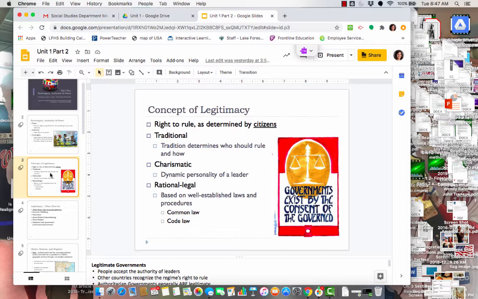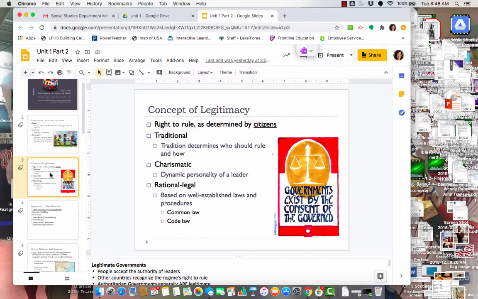There's three different types of legitimacy: traditional, charismatic, and rational legal. So traditional is basically past traditions determine who should rule and how. This would be like in England, they have a queen, right? In the United Kingdom, they have a queen, and it's tradition that the throne gets passed down in that family.